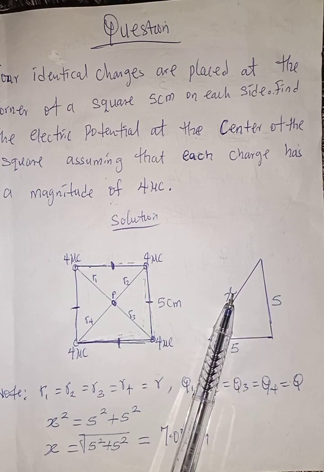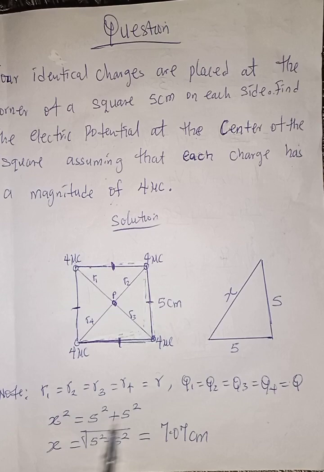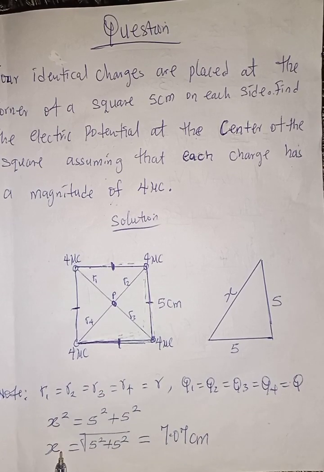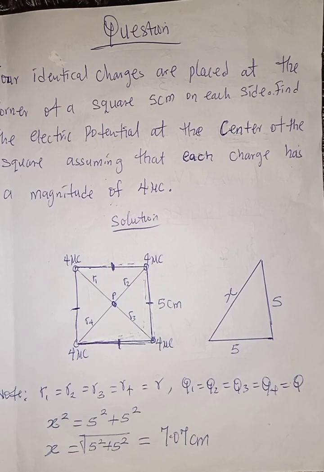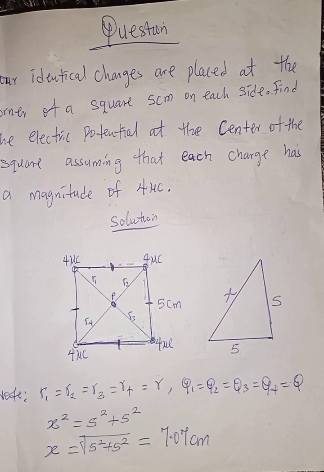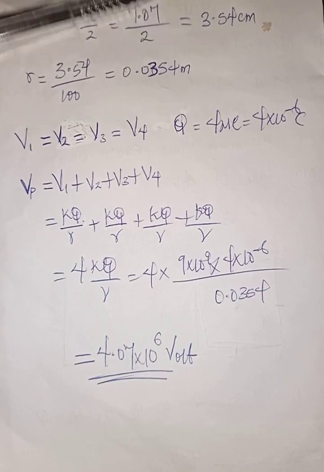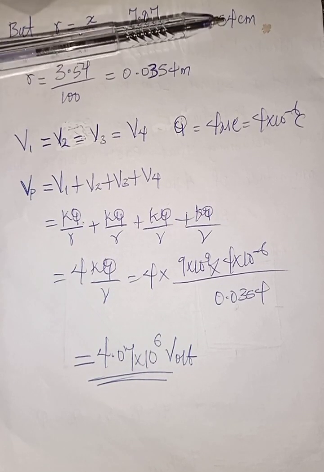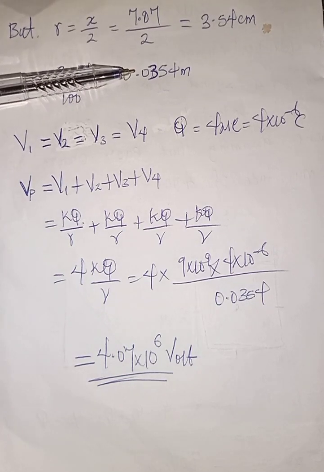So for Pythagoras theorem, s square will be equal to 5 square plus 5 square. Yes. Then s will now be equal to the square root of this other side, which is 7.07 centimeters. So from here now, let's look at r, which is the s over 2. When you divide the full distance by 2, you get your r. But r is equal to s over 2, which is this over 2. It's going to give us this. So you could move down to meters. Now you have to divide by 100. Then you have it in meters.